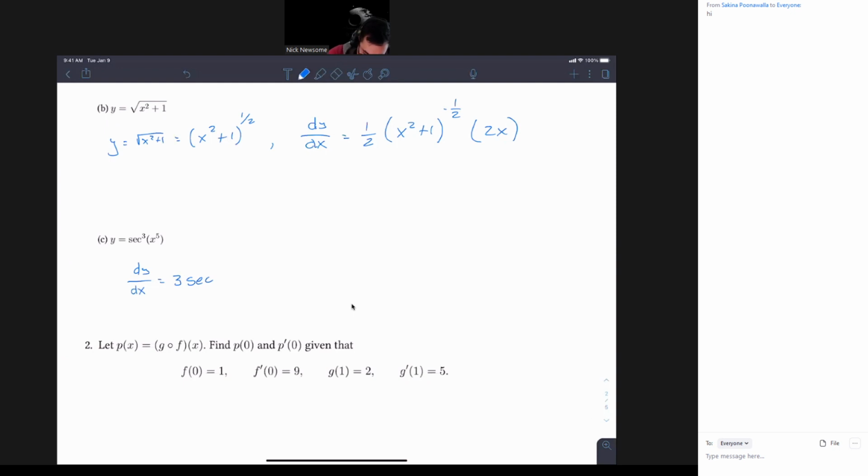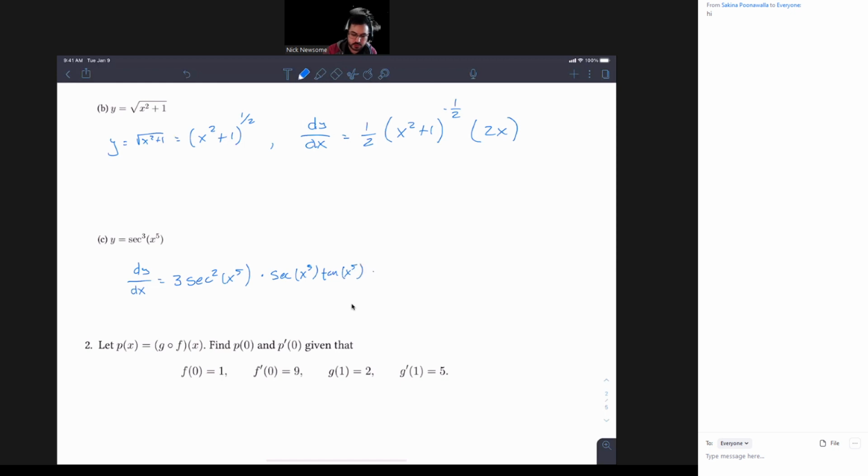All right, so that power rule happens first. Then we multiply by the derivative of the inside. The inside is going to be the secant of x to the 5th. So now we have a derivative of secant, which is our secant tangent. So secant x to the fifth times tangent of x to the fifth.